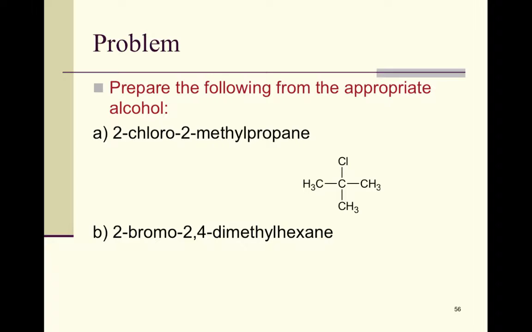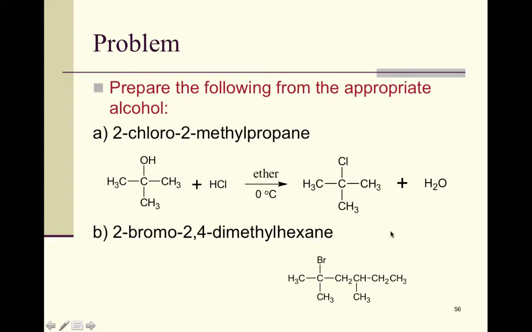2-chloro-2-methylpropane, so there's my product. I have Cl on carbon number 2, so my OH also needs to be on carbon number 2. Because this is a chloro, I needed to have HCl, ether, and 0 degrees, and I also have my minor secondary product of water. 2-bromo-2,4-dimethylhexane.